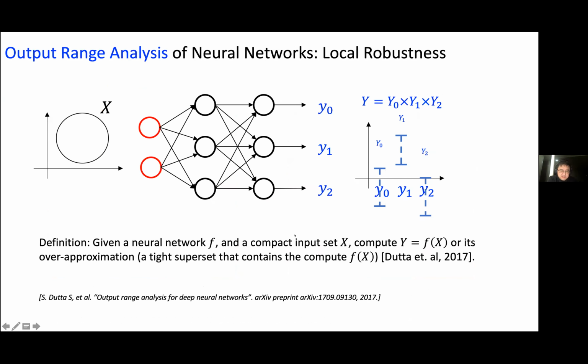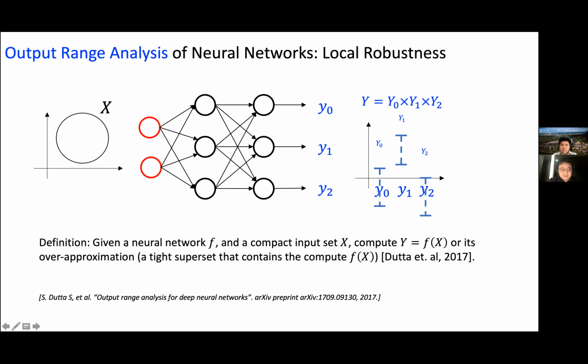Now, our interest in this problem is we want to know, when giving such small perturbation in the input, how much output change it can actually lead to. Can we bound such output? This is the so-called output range analysis problem of neural networks. In particular, at the beginning, we are looking at the so-called local robustness problem. So given one particular input value, we are interested in learning, when a small perturbation is given around this input, what will be the range of the output value.